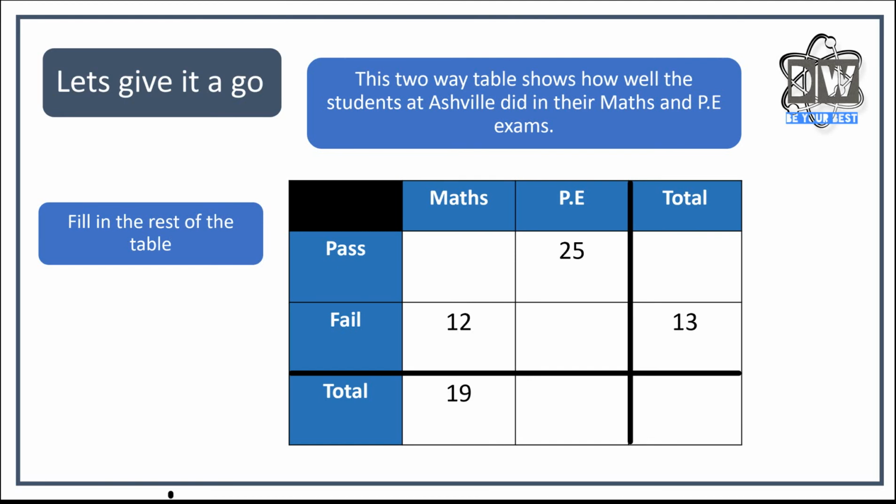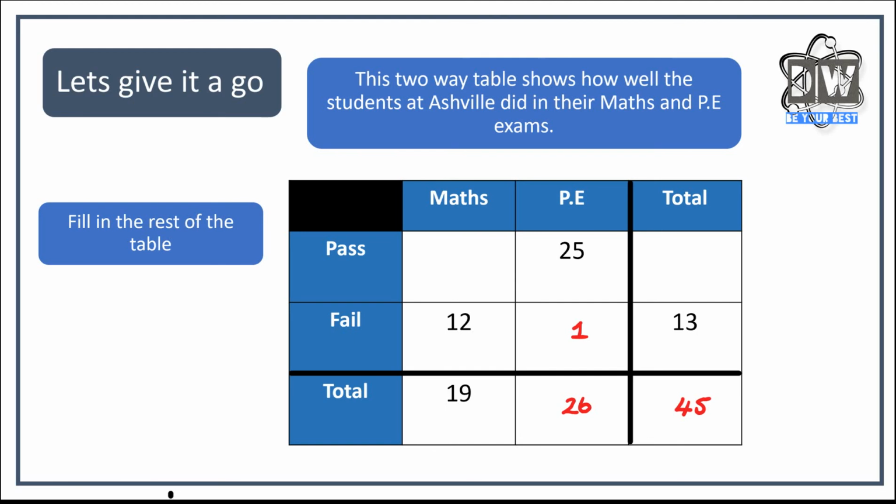Let's go. So we've got people who have failed. 13 people in total have failed. 12 people failed in maths, which means that only one person failed their PE, because 12 plus 1 equals 13. So now I've got an opportunity to work out how many people in total did PE. Well, 25 plus 1 gives me 26. You can see very slowly things are opening up. Now I've got how many people in total did the exams? I've got 19 and 26. That gives me 45.